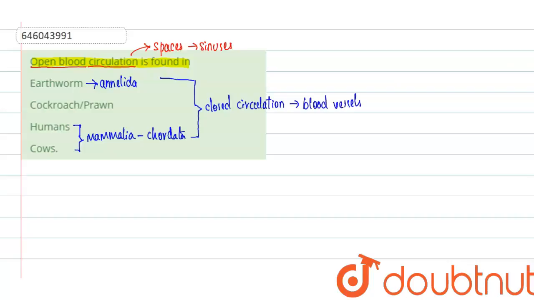Whereas the open circulatory system means that the blood will be flowing through open spaces that are known as sinuses. And this can be found in the cockroach or the prawn, which belongs to the arthropods. So very clearly the answer for this question will be the second option, that is cockroach or prawn.